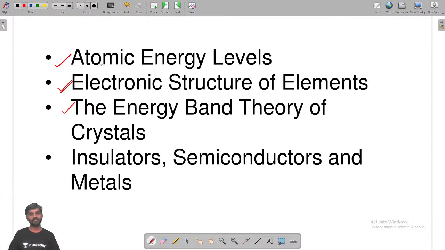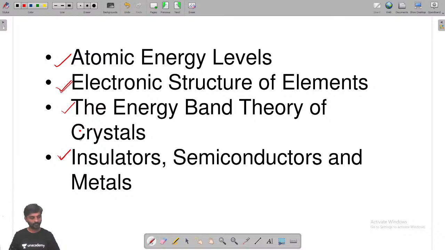If you study atomic energy levels, you'll understand the electronic structure of elements. After that, you'll see how the energy band is formed in crystals: what you mean by a band, and how this band is formed. You will study this later. Based on this energy band, we will talk about how materials are classified into insulators, semiconductors, and metals. So these are all interlinked. Today's class is very important because it plays a major role in understanding the next topics of semiconductors.